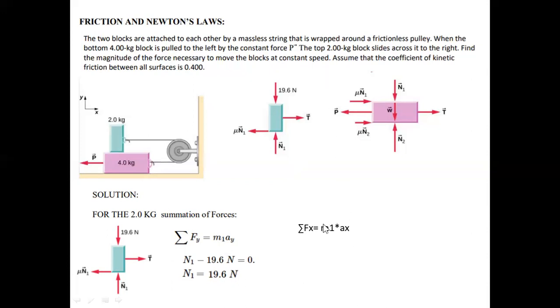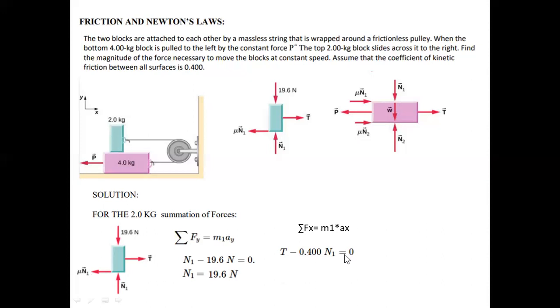This makes m1 and ax equal to 0. So summation of f of x is equal to 0 now. Now for the horizontal forces, for the Fx, T, since this is going to the right, is positive, and the friction is going to the left, this is negative. Now, this brings us to this equation as T minus 0.4 N1 equal to 0.